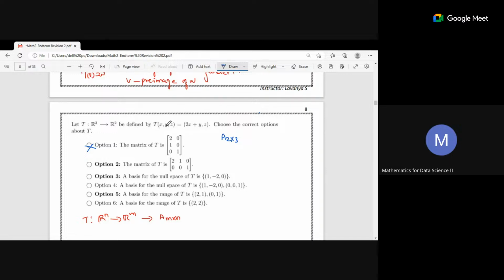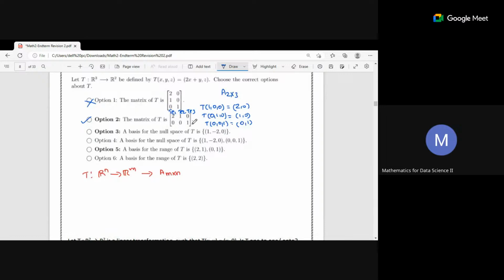So you just look at what is T of 1, 0, 0. What is the answer? 2, 0. And what is T of 0, 1, 0? 1, 0. And T of 0, 0, 1? 0, 1. Okay. So these form your T1, T2, T3. So you see the option 2 is correct. So what is the basis for the null space of T? So your T is here. So you have 2, 1, 0, 0, 0, 1. It is already in the REF form.